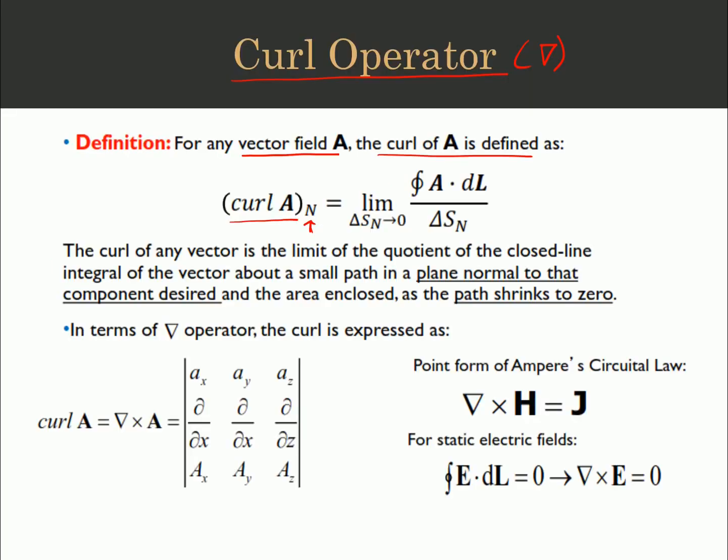So the curl of any vector is represented as the limit as delta Sn tends to 0, where delta Sn is the surface, and then in the numerator you have a closed line integral of A dot dl. So this defines the curl. So let us understand this equation of curl in a simpler way.